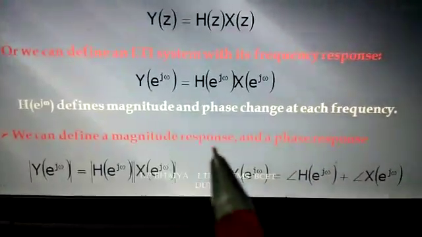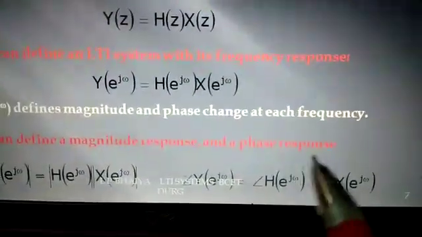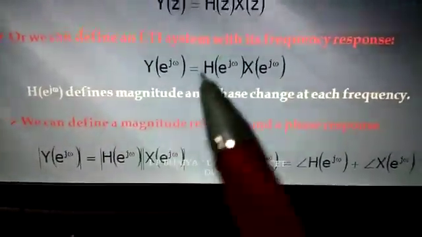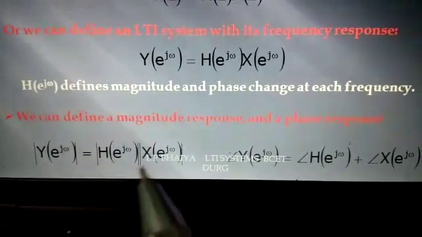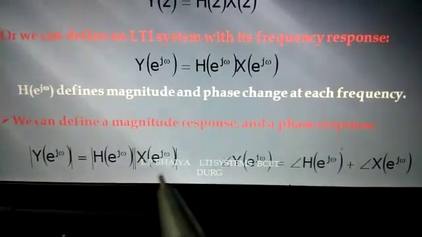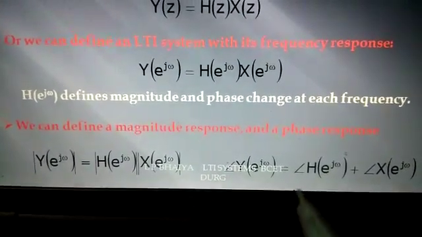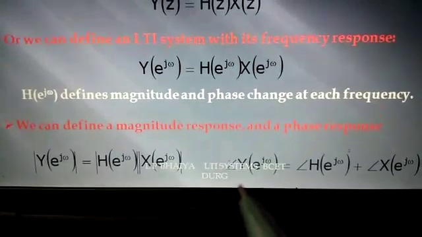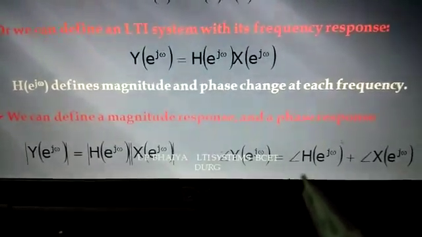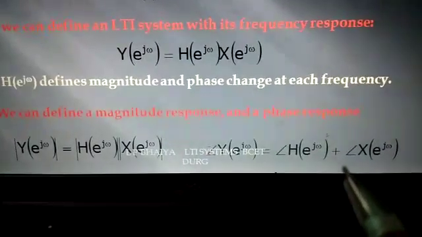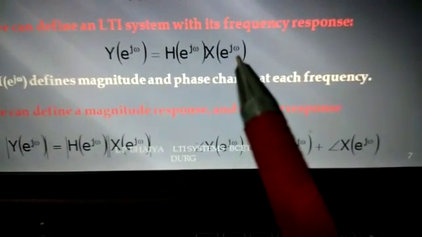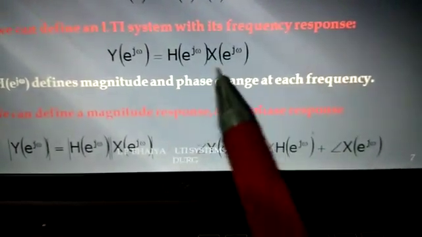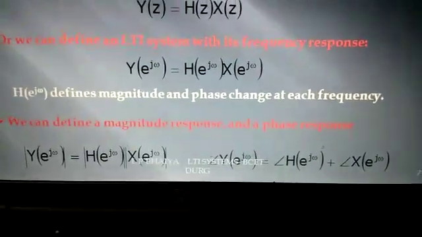Then we can define a magnitude response and a phase response. You can calculate the magnitude of Y(e^jω), which is equal to the magnitude of H(e^jω) times the magnitude of X(e^jω). Similarly, you can calculate the angle: the angle of Y(ω) is equal to the phase of H(e^jω) plus the phase of X(e^jω). Since multiplication is there, while calculating the phase we must add the separate phase components.